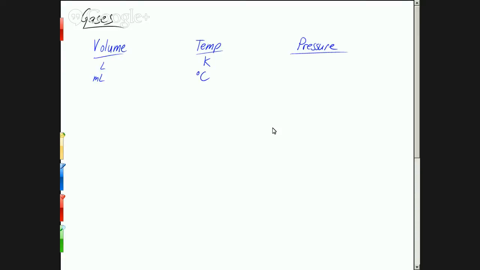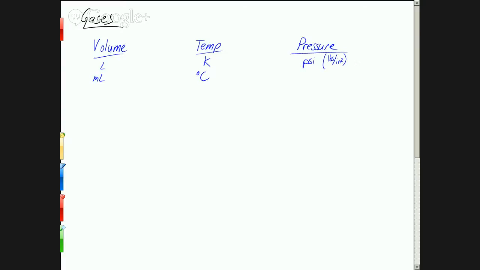All right, so what are some units of pressure? Anybody ever measured pressure before in anything? Anybody know a unit that pressure is measured in? What about your tire pressure? Does anybody ever check your tire pressure? What do you measure that in? PSI. What does that stand for? No idea. It's actually pounds per square inch.